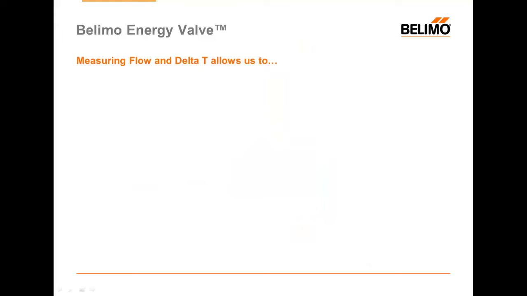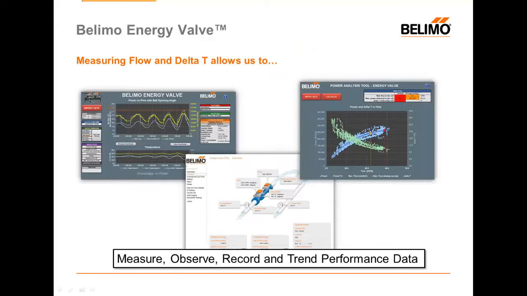So if we're measuring flow and we're measuring delta T, it allows us to do a handful of things. First and foremost, we can measure, observe, record, and trend performance data. The Belimo Energy Valve is recording data constantly. It has the capability to store over a year's worth of data locally on the actuator. It also allows you to push your data out through BACnet, and it even has an onboard web server if you want to log in and take a look at what's going on in real time.